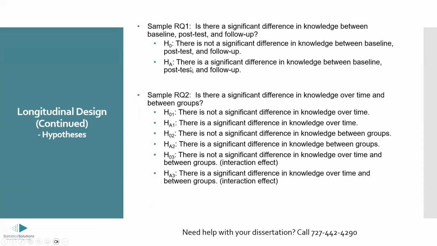Here we have the null and alternative hypothesis for just the repeated measures ANOVA, baseline, post-test, follow-up. There is not a significant difference. There is a significant difference. And then if you're doing a true experimental study, you're going to have 3 different parts. All right, so is there a significant difference in knowledge over time? Is there a significant difference in knowledge between groups? And then is there a significant difference in knowledge between the combination of time and group? Okay, so if you're doing a true experimental study, you're going to have pre-test treatment, pre-test control, post-test treatment, post-test control. That's what this third hypothesis is testing, is all those different components, time and group put together.